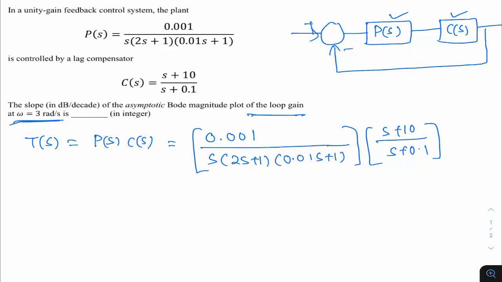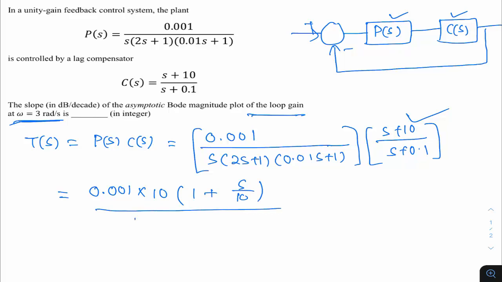can be accessed. So the constant 0.001 is as it is. Then if I take 10 common from this term, this happens to be 1 plus S by 10. Similarly, S is here, no problem. Then if I write this, this can be written as 1 plus S by 0.5, because 2S is equivalent to S by 0.5.